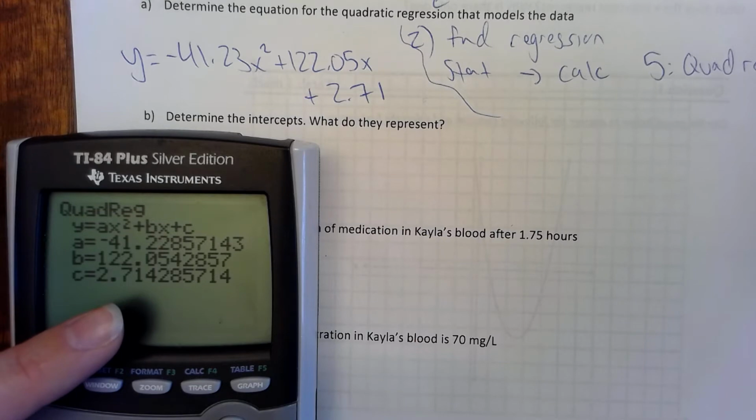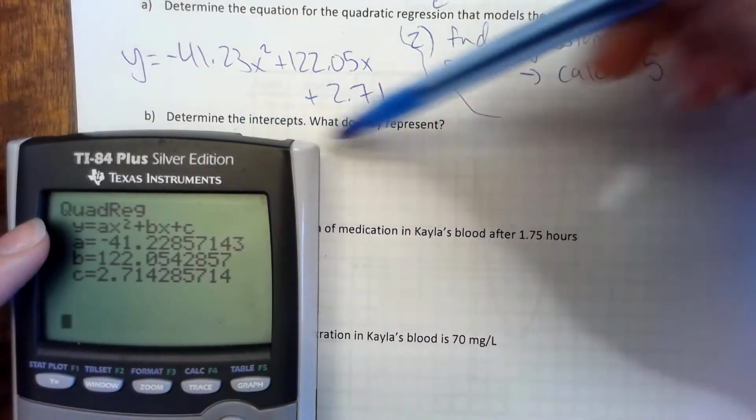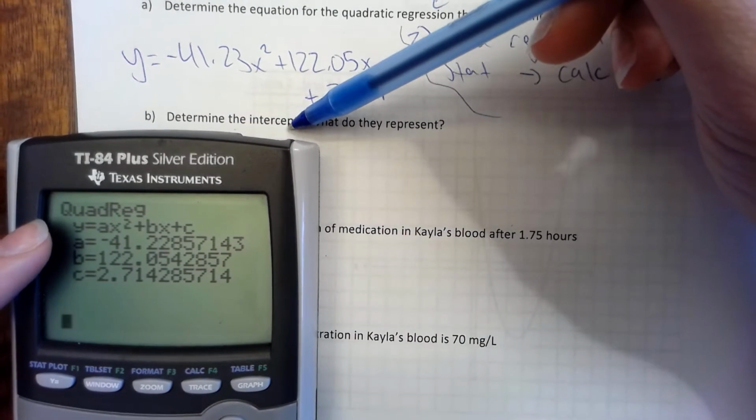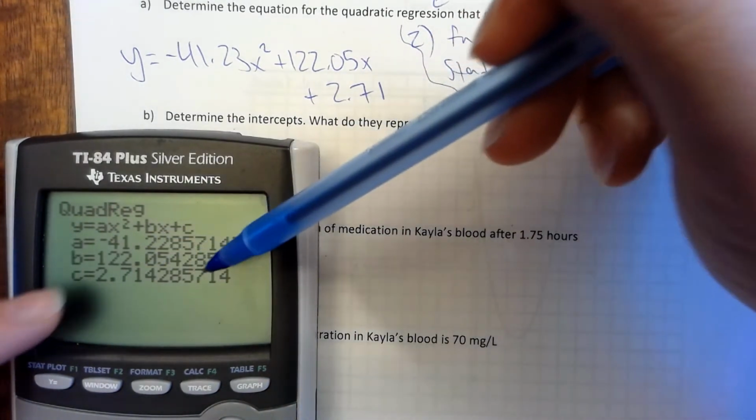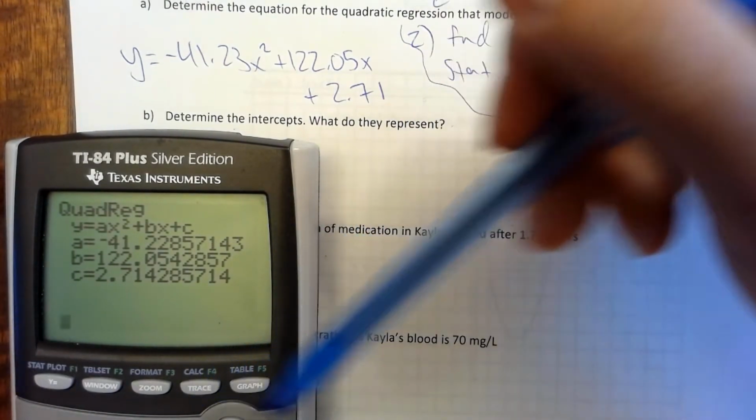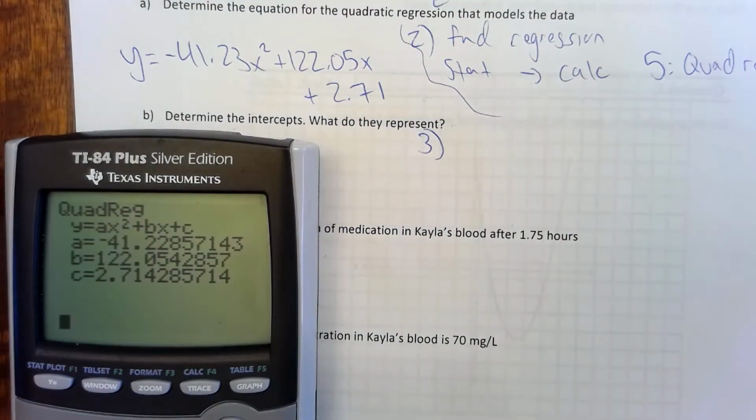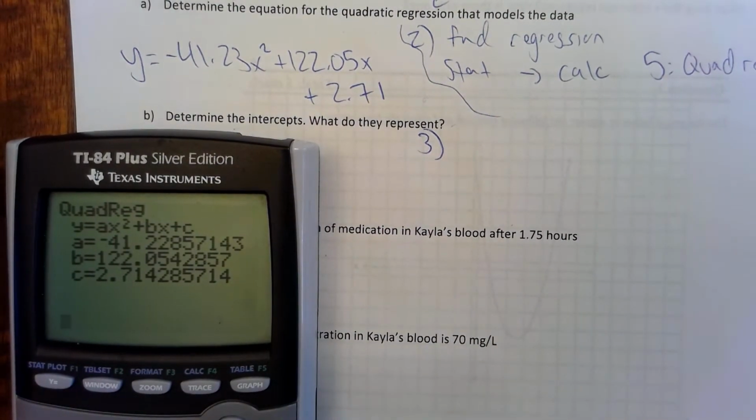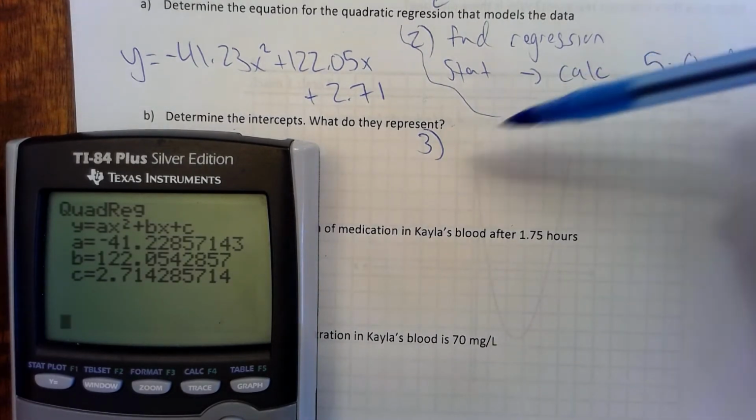All right, now I would like to work with this equation because my next step is determine the intercepts, so the x-intercepts and the y-intercepts, and say what they represent. So to be able to work with this, I have to graph it in my calculator, and then I can use all the tools that we've been talking about. So step 3. And these are the steps you're going to do most of the time. You won't always have to find the regression equation. Sometimes they'll just give it to you, and sometimes you'll have to go from there.